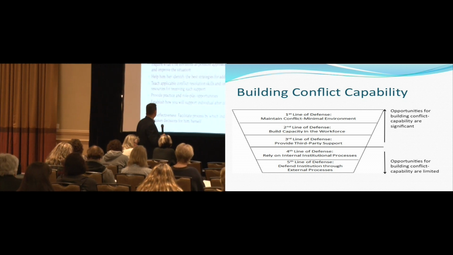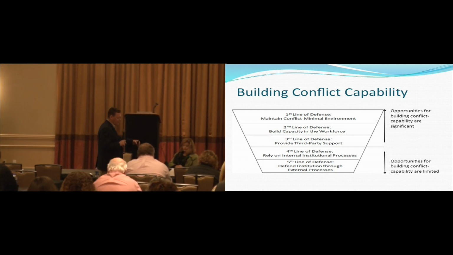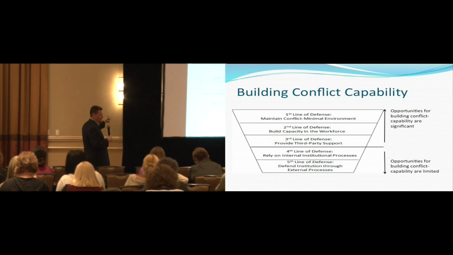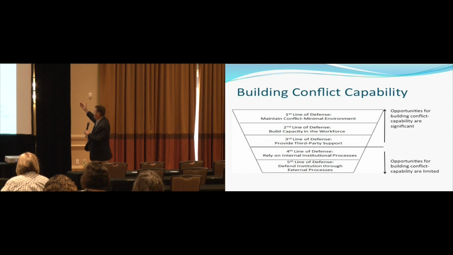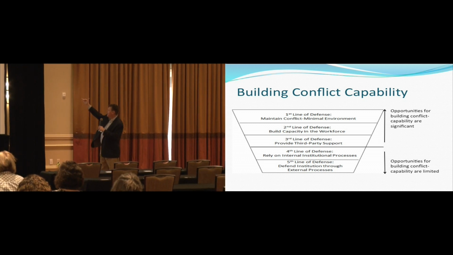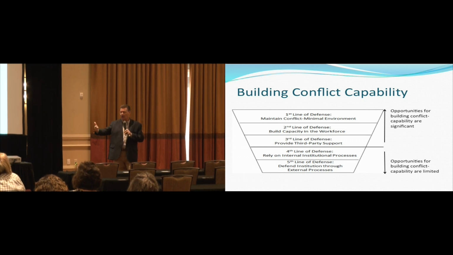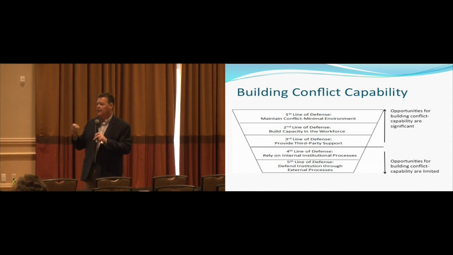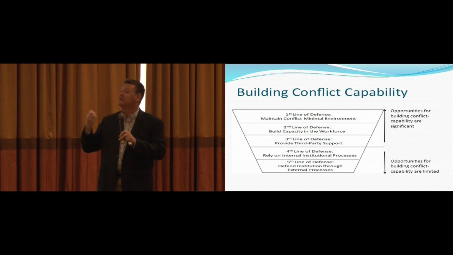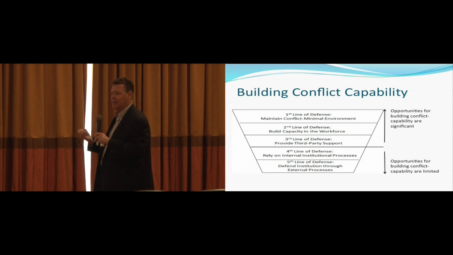So I want you to take a look at this graph here. This is really kind of the overall concept of conflict coaching. In conflict in the workplace, the first line of defense is just to maintain a conflict minimal environment, that you're communicating, that you're talking, and the opportunities for building conflict capability are really significant if you've maintained a conflict neutral or conflict minimal environment. And there are some things you can do as a leader to make sure that happens. We're going to talk about them here in a second.